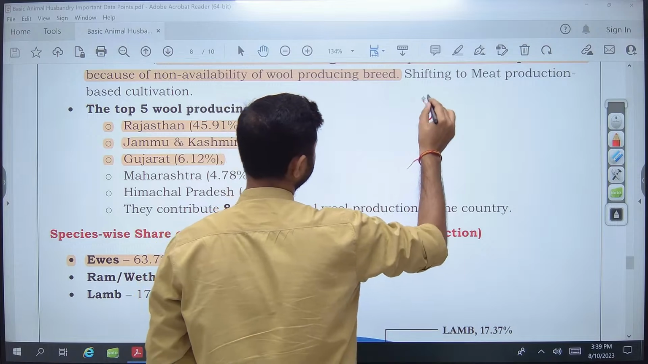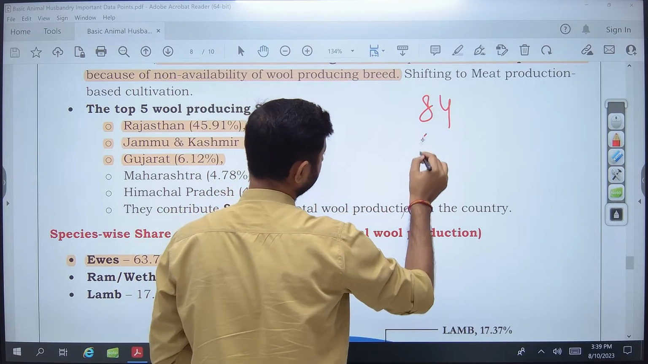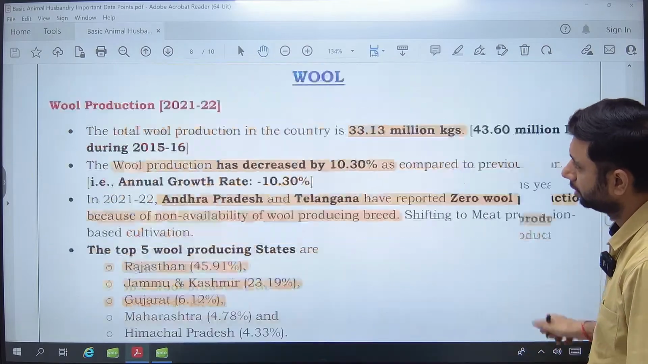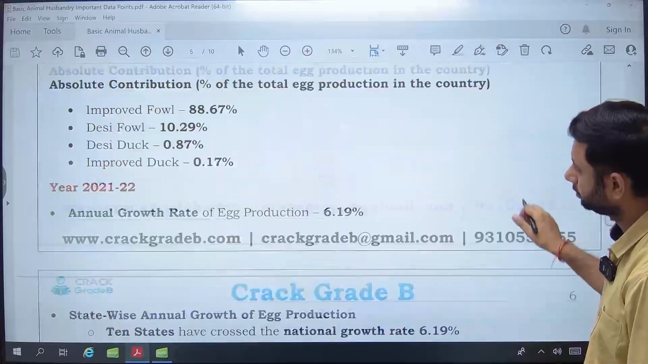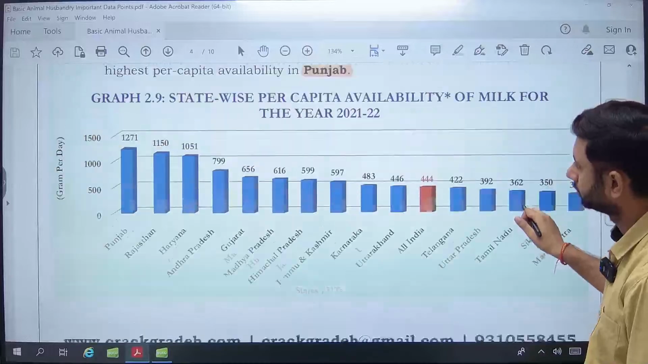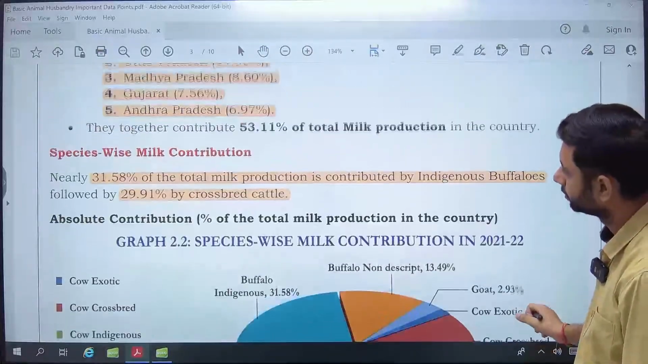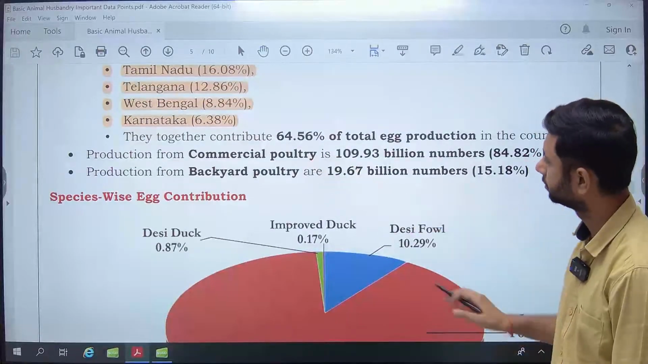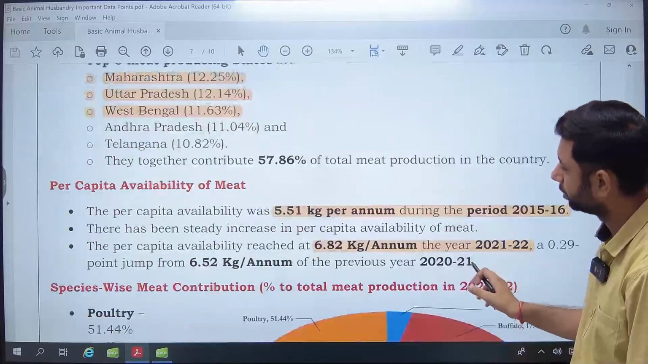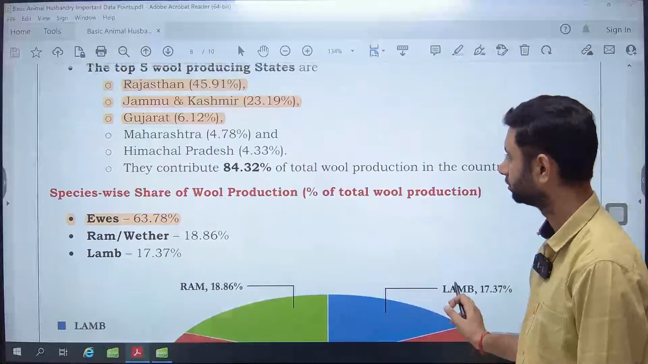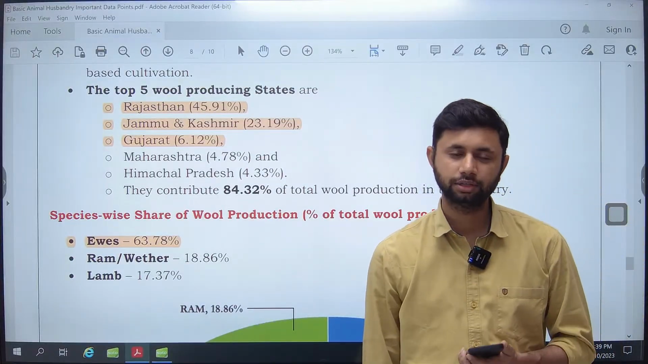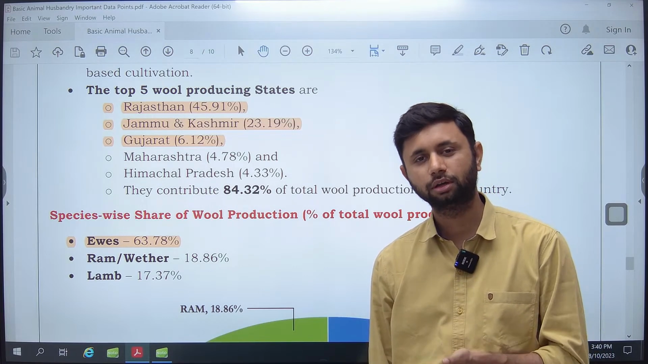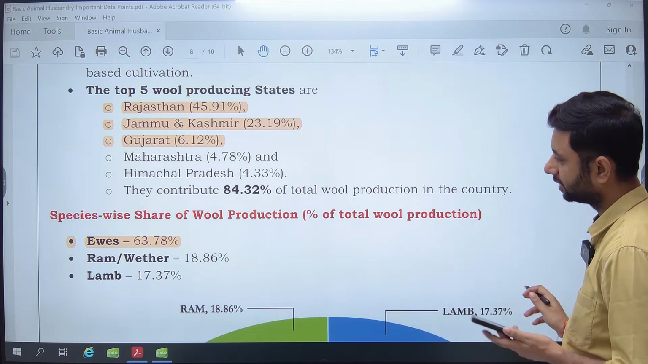So as we all know, in case of wool it is 84, in case of egg it was 63 something, in case of meat it was 58 and then 53. Okay, now let's reread the numbers. So in case of milk, the contribution is 53. In case of egg, the contribution is 64. In case of meat, the contribution is 57. And lastly, 84. Okay, so this is another strategy through which, if we compare numbers, then remembering those numbers becomes very much easier. So in any statistics that you want to learn from future, do try to make it as a comparison kind of thing.